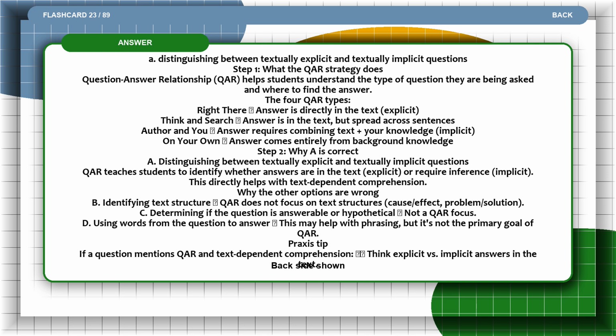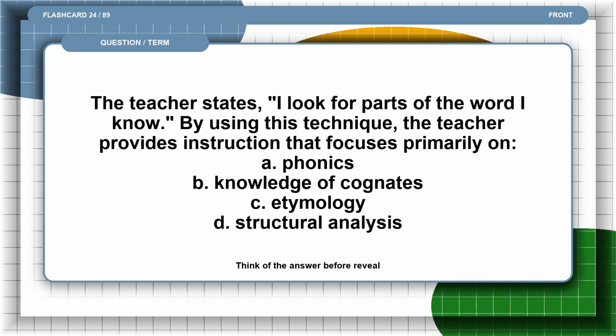Praxis tip. If a question mentions QAR and text-dependent comprehension, think explicit versus implicit answers in the text. Flashcard 24. The teacher states, I look for parts of the word I know. By using this technique, the teacher provides instruction that focuses primarily on: A. Phonics. B. Knowledge of cognates. C. Etymology. D. Structural analysis. Pause and think of the answer before the reveal.